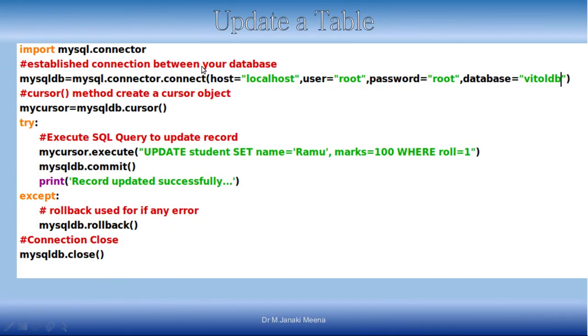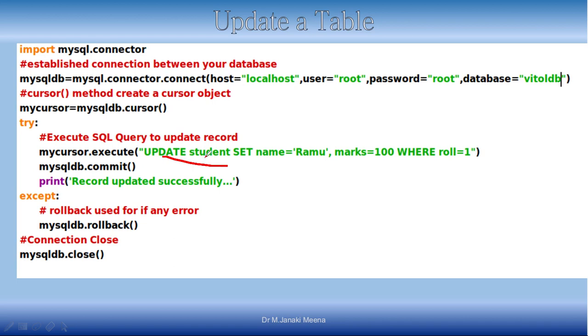Next, what we are going to discuss is how we can update a table. We know already that the update command can be executed. So follow the same procedures of importing the package, making a connection, getting a cursor, and then executing the command. And also you do a commit so that it is successfully saved.